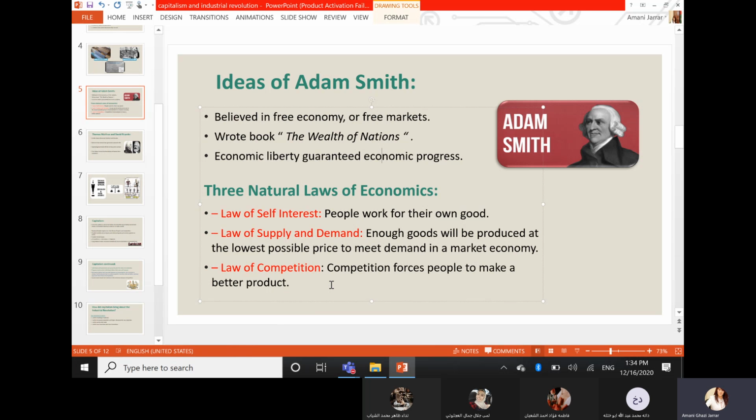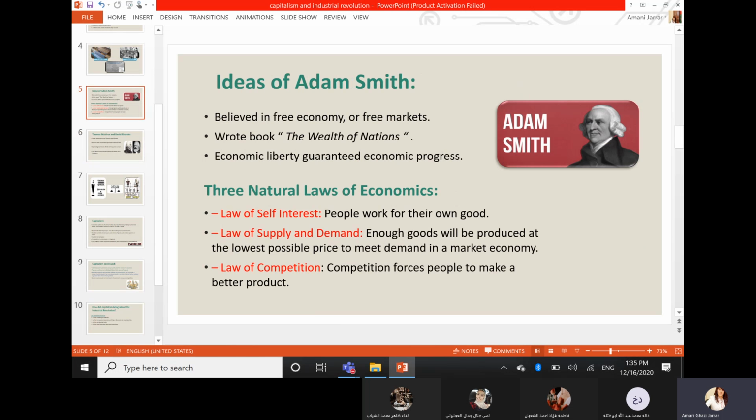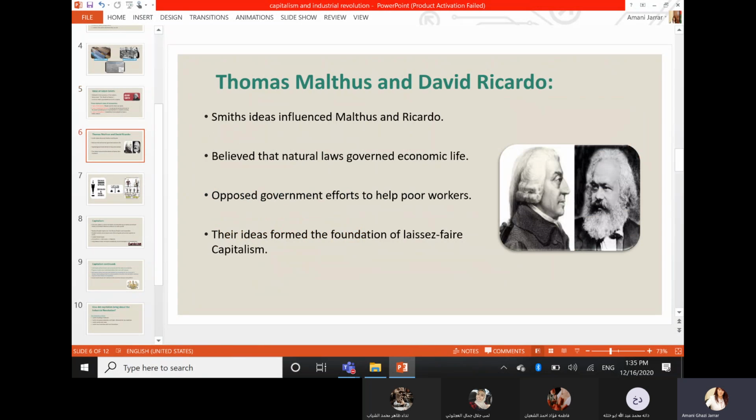Now, so that's Adam Smith, very well known, as they said, in the capitalism and industrial revolution era in England. Another very important name that we should mention here, we have two, you can see Thomas Malthus and David Ricardo. I don't know if you heard the two names. Now Smith, Adam Smith, I'm talking about his last name, okay? Smith's ideas influenced both Malthus and Ricardo.